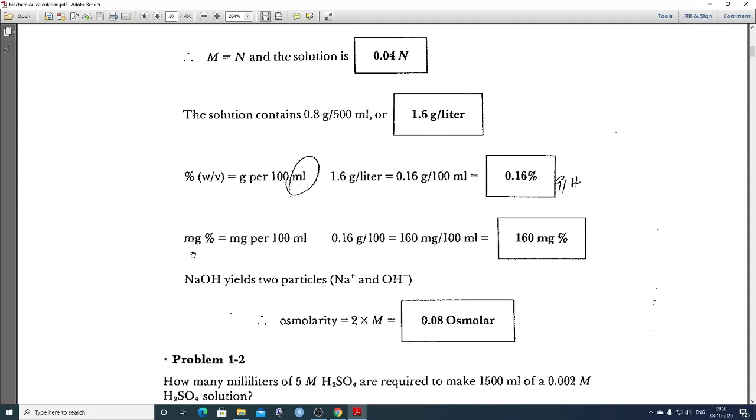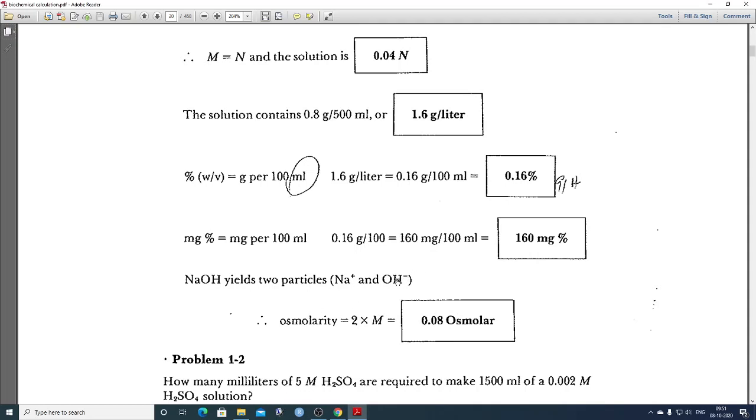Next, milligram percent: we have to calculate how many milligrams per 100 ml. Now we know that 0.16% is gram percent, that is 0.16 gram per 100 ml. To convert this gram into milligram, we have to multiply it by 1000. So 0.16 gram multiplied by 1000 becomes 160 milligram per 100 ml. So 160 milligram percent.